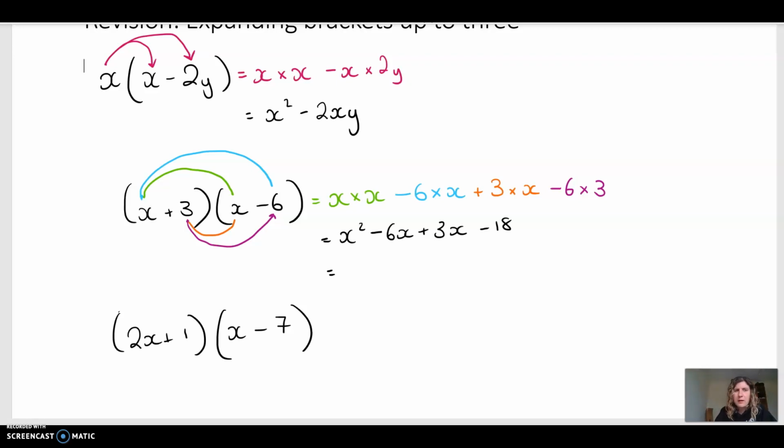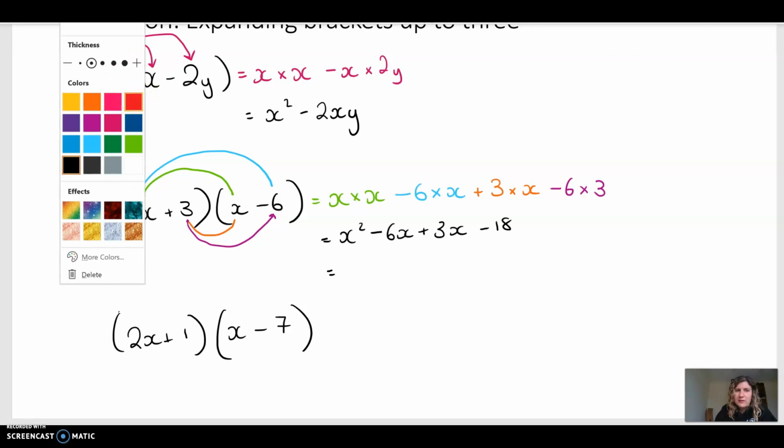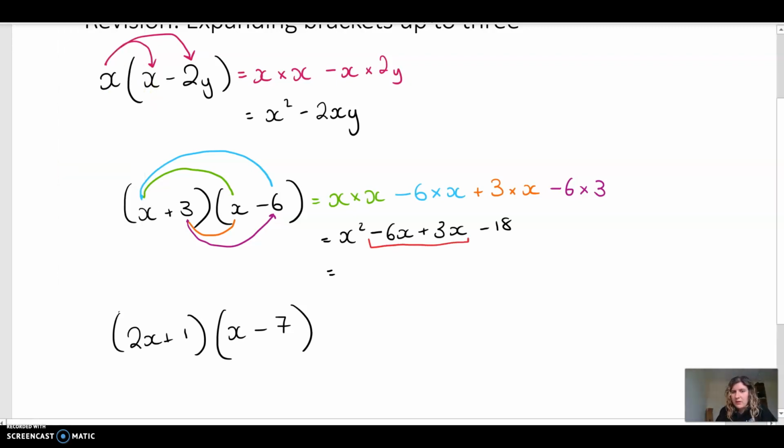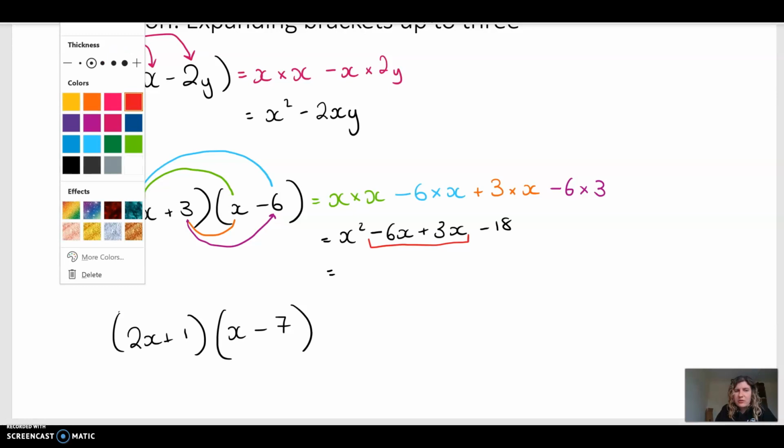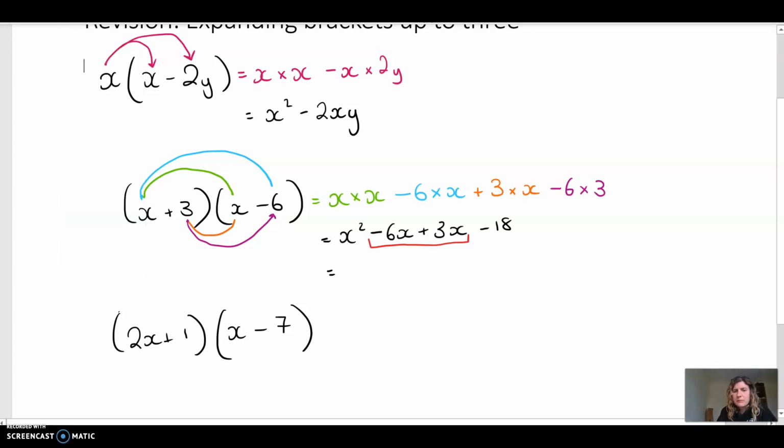Okay, now from here, we have negative 6x plus 3x. They're like terms, so we can add them together. So we end up with x squared, that doesn't go with anything, because there's no other x squared terms. Then we have negative 6x plus 3x, so that's minus 3x when we add those together. And then the minus 18, that doesn't go with anything either, so we just chuck that on the end. And that's our final expanded form of our original thing.